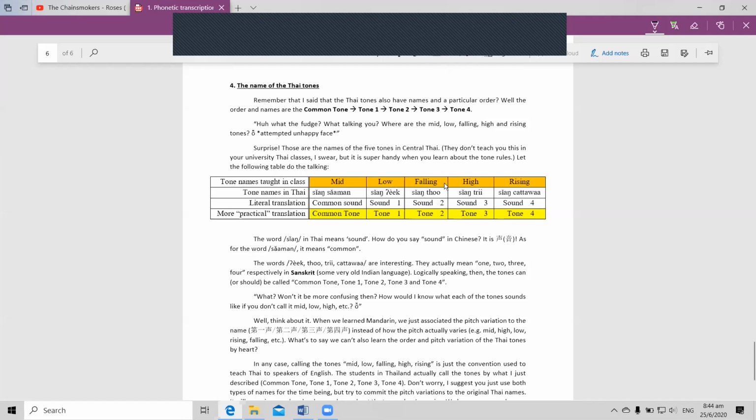Mid, low, falling, high, rising. They are the common tone, tone 1, tone 2, tone 3, and tone 4. Okay. Common tone, tone 1, 2, 3, 4.